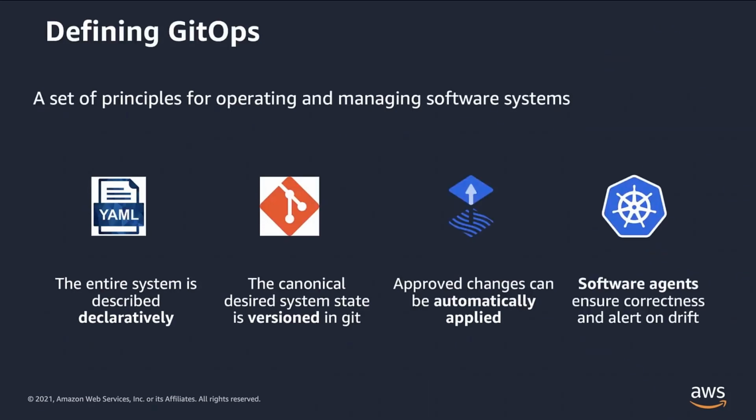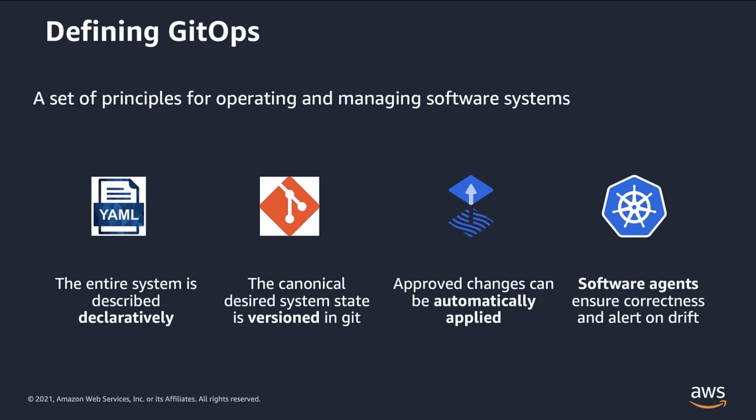These are the four principles. If you Google and look at a blog, this is what you'll see. These four things will come up, and that's because GitOps really is a set of principles. It's not a piece of software you buy. You don't buy a GitOps, just like you don't buy a DevOps. It is a set of principles for operating and managing software systems. So let's go through these quickly, and then we'll dig into them a little more.